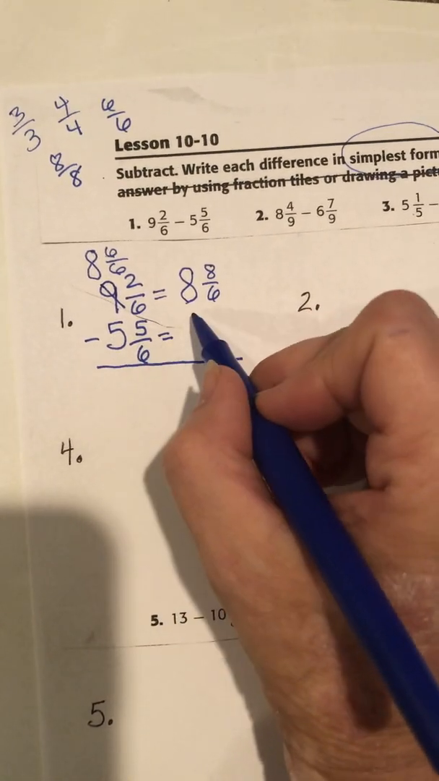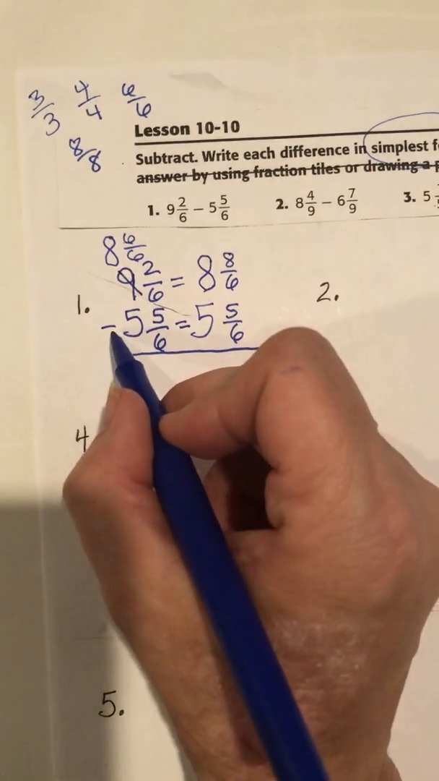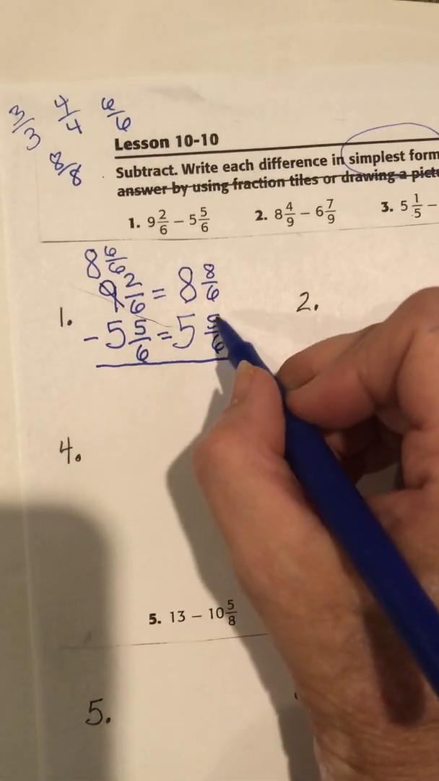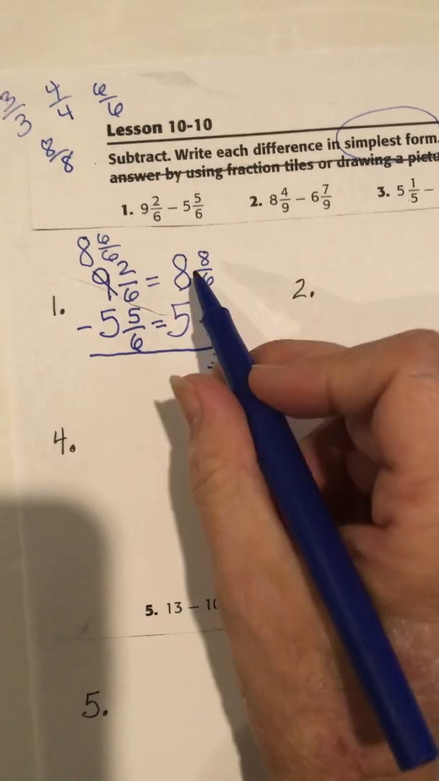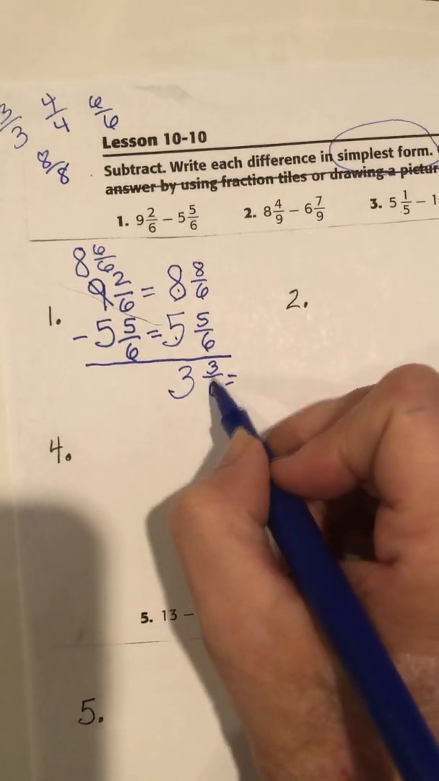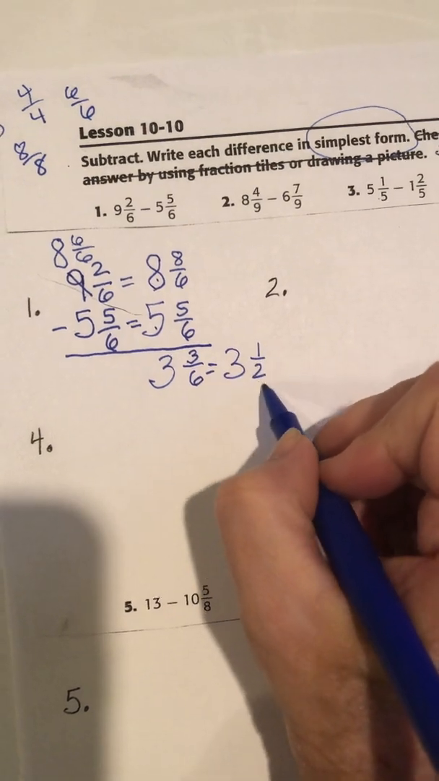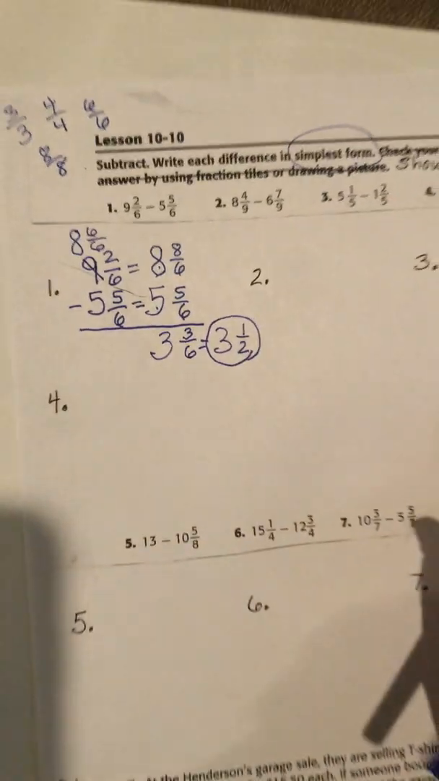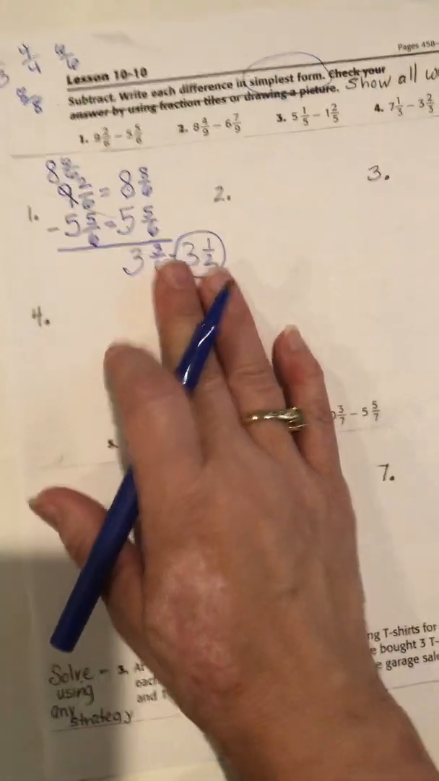Then I can just bring this over, and I have to remember that I'm doing subtraction. 8/6 minus 5/6 is 3/6. 8 minus 5 is 3. I can't leave that. 3/6 is 1/2. That's my final answer. I always like to circle them so I can see what my final answer is. Plus, it's easier for me to correct.